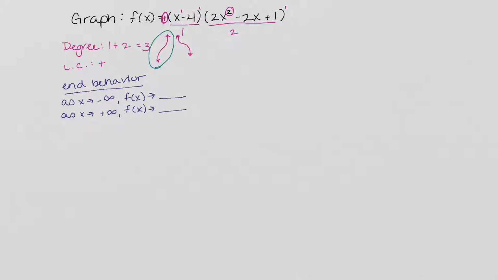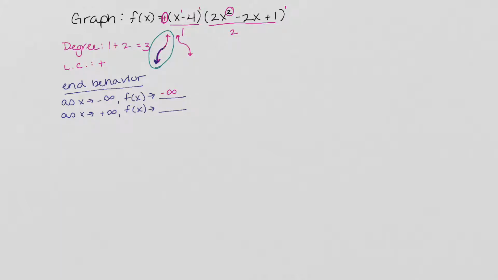So when we're looking at our graph, I see that as my x values move left, which is approaching negative infinity, my y values are going down. This graph is moving left, but it's also moving down. And so my end behavior is, as x approaches negative infinity, f of x approaches negative infinity.